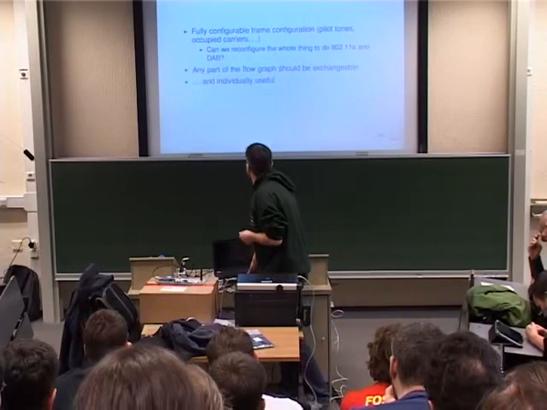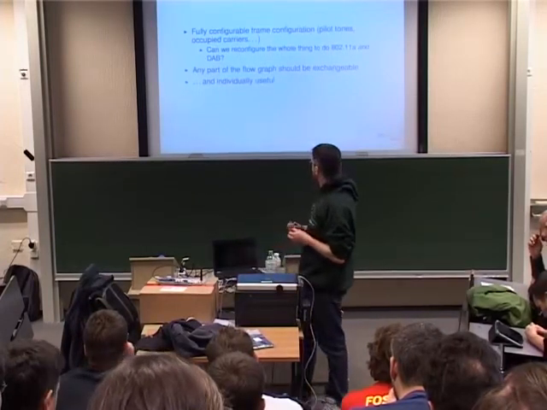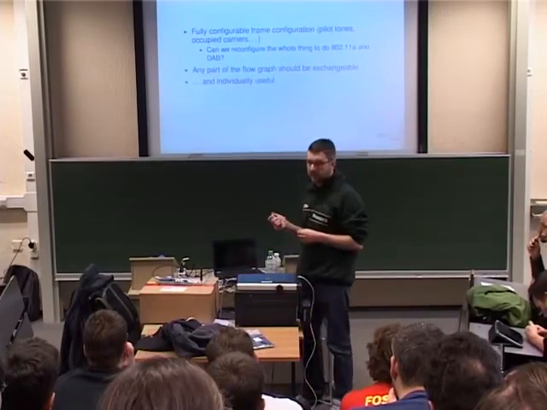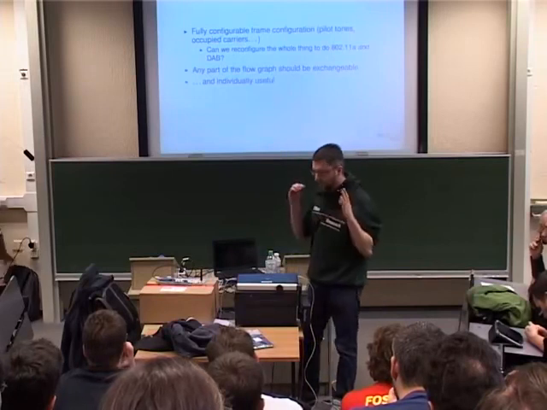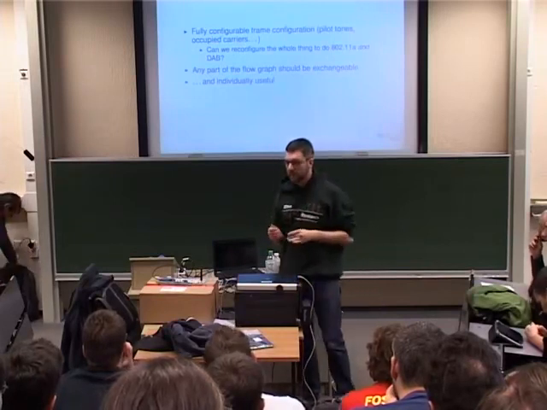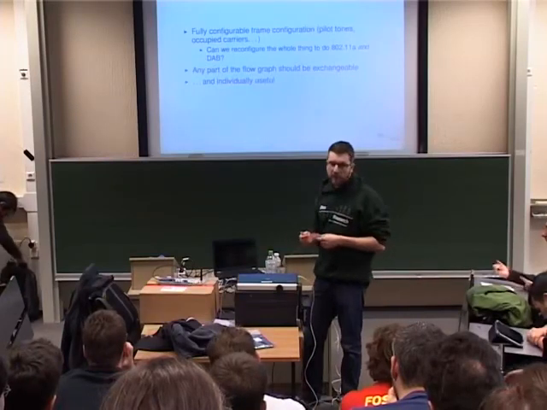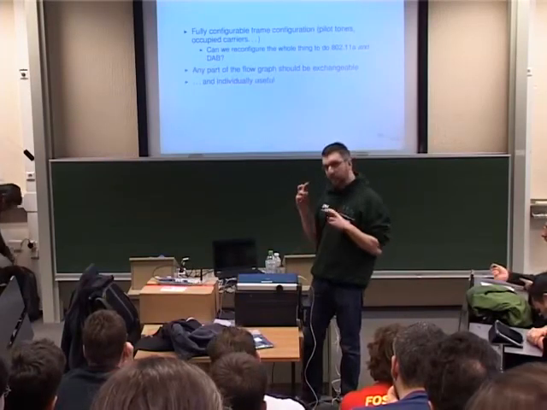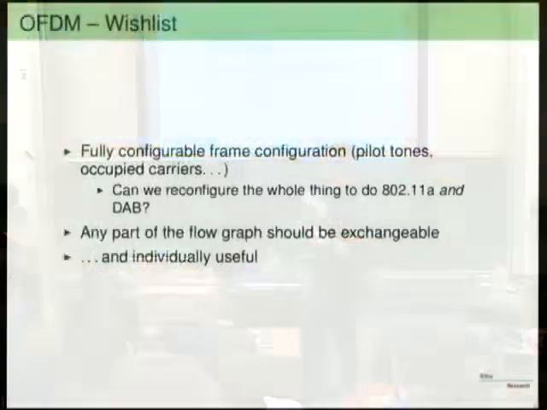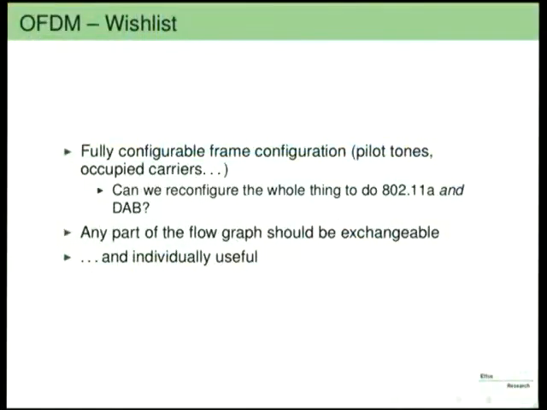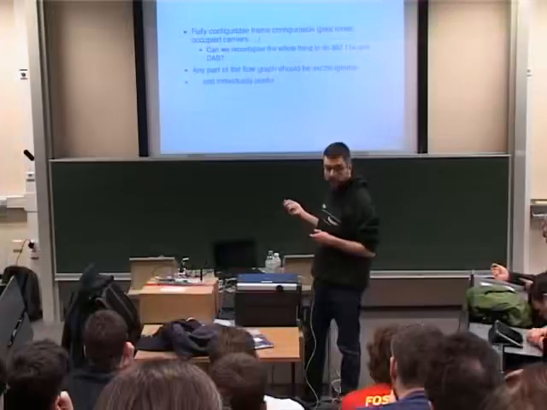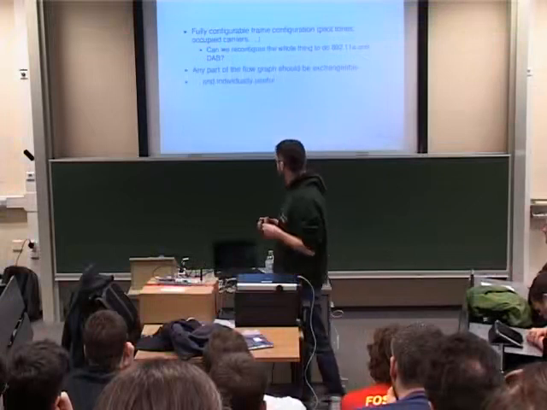And one thing that I always wanted when I was working on this is I wanted it to be truly parameterizable. So I have this GNU Radio flow graph, and it does OFDM. And I want to be able to give it a configuration that does, for example, Wi-Fi, then change the configuration, and then it does something else entirely, like DRM or DAB, for example. So this is the idea.